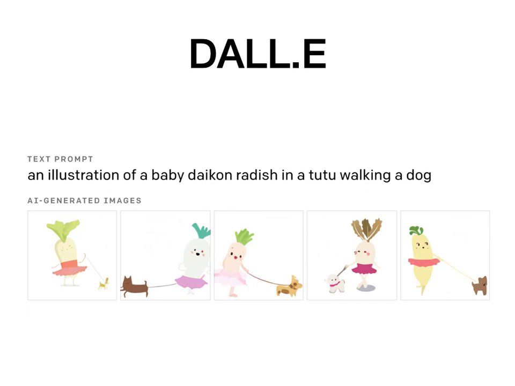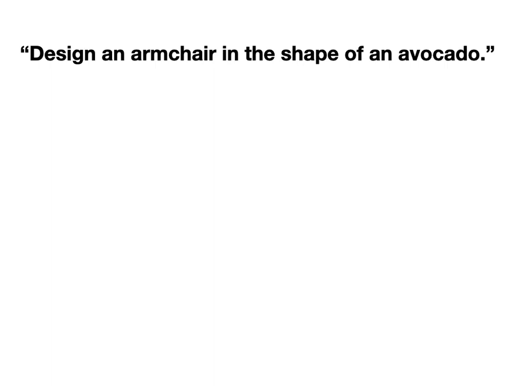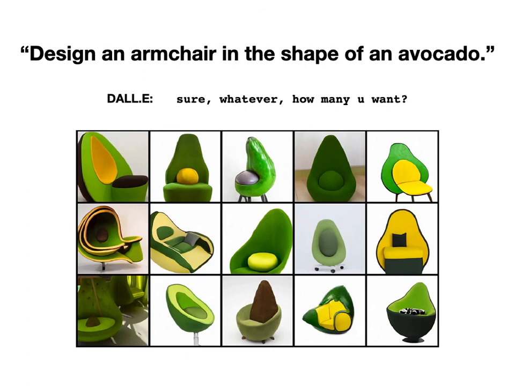So this brings us back around. If I asked GPT-3 to design an armchair in the shape of an avocado, and DALL-E was the system I was doing that through, DALL-E doesn't care. DALL-E says, sure, whatever. How many do you want? It just does it.